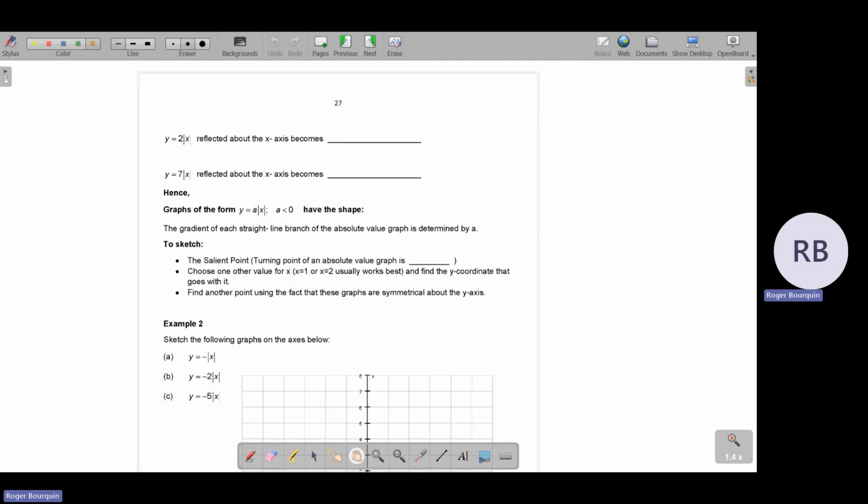Okay, try those ones, guys, just fill in those spaces. Page 27.